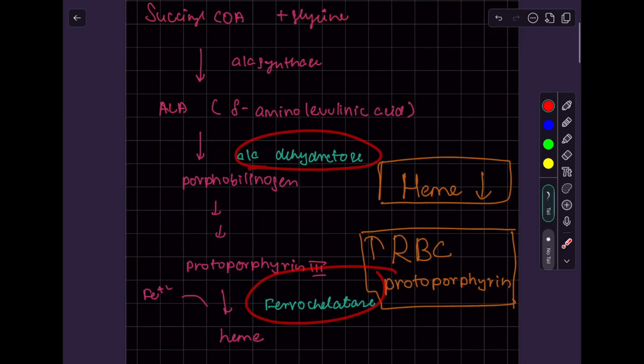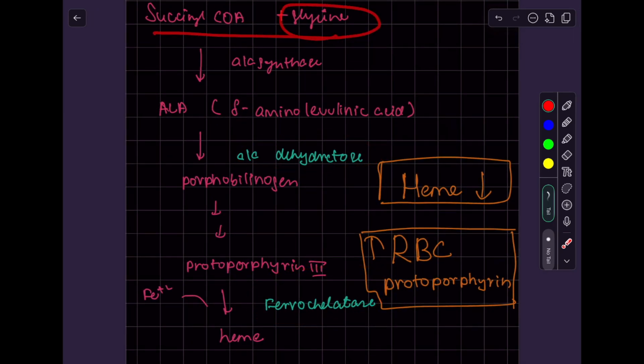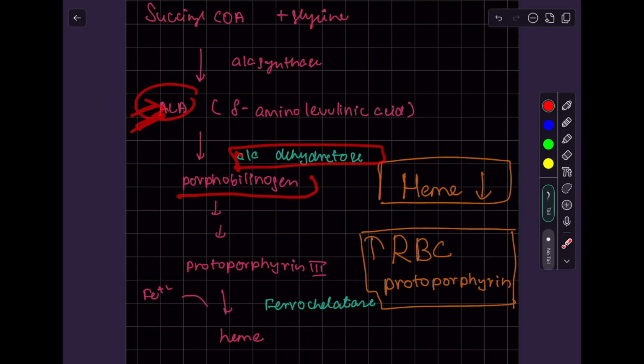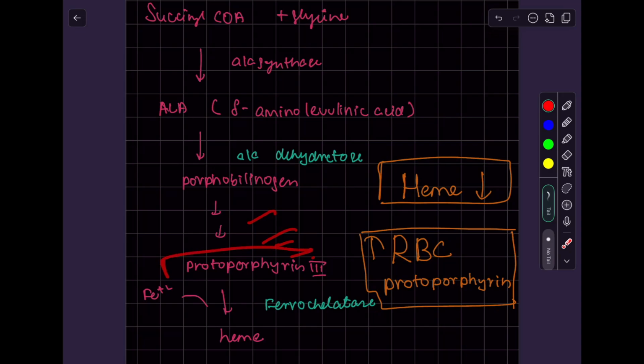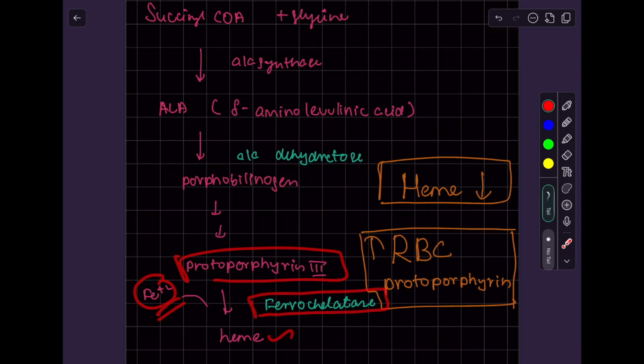Broadly, if we see, succinyl-CoA combines with glycine in the presence of an enzyme called ALA synthase to form ALA, which is acted upon by ALA dehydratase enzyme to form porphobilinogen, which after many steps leads to the formation of protoporphyrin 3, which acts along with iron in the presence of ferrochelatase enzyme to form heme.